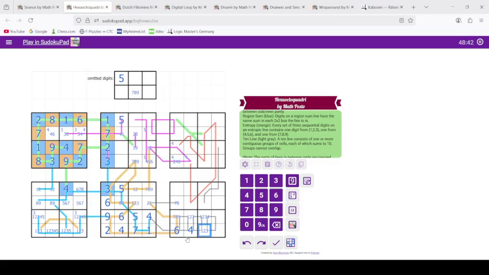7 has to repeat here. 9 has to repeat here. Also, we know that from this. The rest will have to be resolved by this one, probably. This would probably have to be an 8, because otherwise this is unresolvable, but I won't use that.